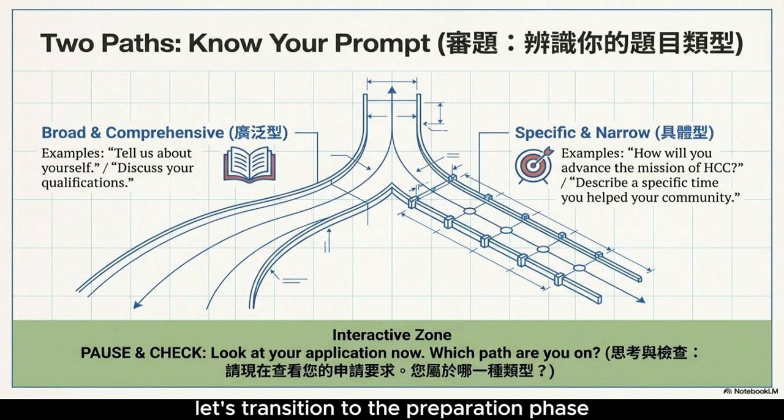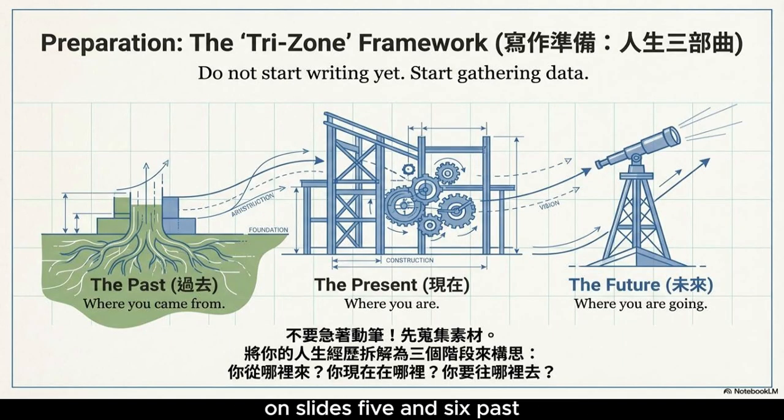Okay, let's transition to the preparation phase. This is the tri-zone framework on slides 5 and 6. Past, present, future. The tri-zone framework gives a solid chronological anchor, but the relevancy rule they introduce in Zone 1 needs a lot more nuance.